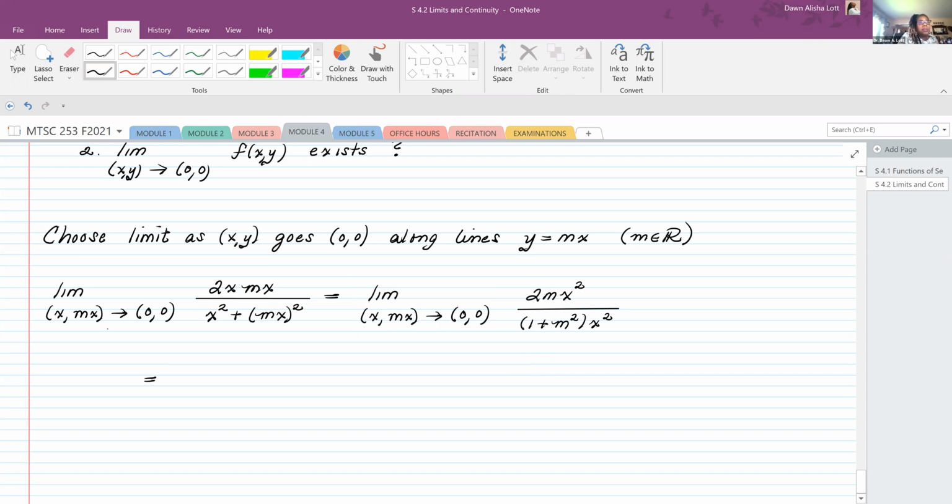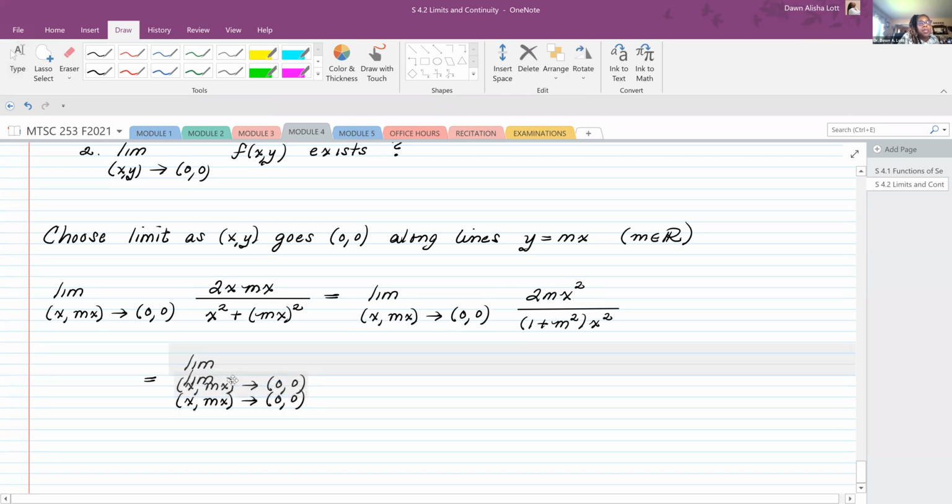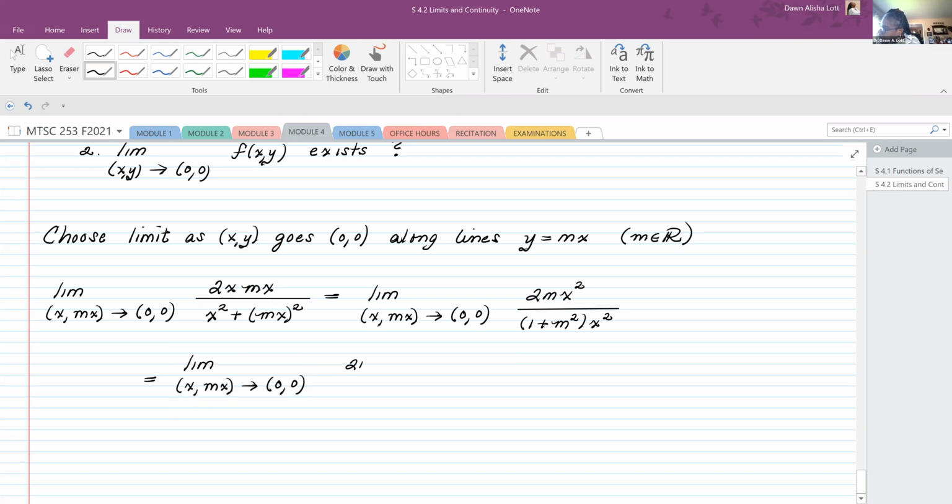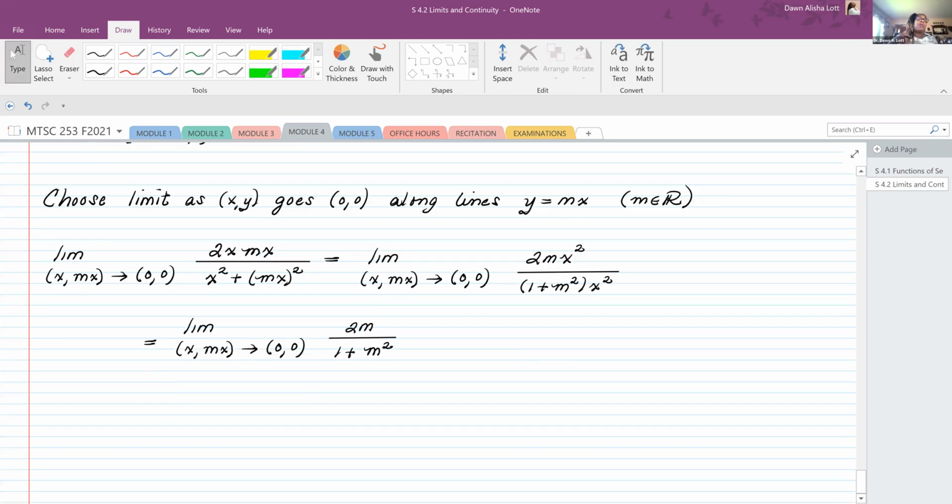So that is the limit as x, mx approaches 0, 0. And notice I can cancel out the x squared and I get 2m over 1 plus m squared. Now that's a problem, because if m is 1 and I go along the line y equals x, I'm simply going to get the limit as 1. But if I go along m is equal to 3, then I'm going to get 6 over 10. So for each m, I get a different limit.